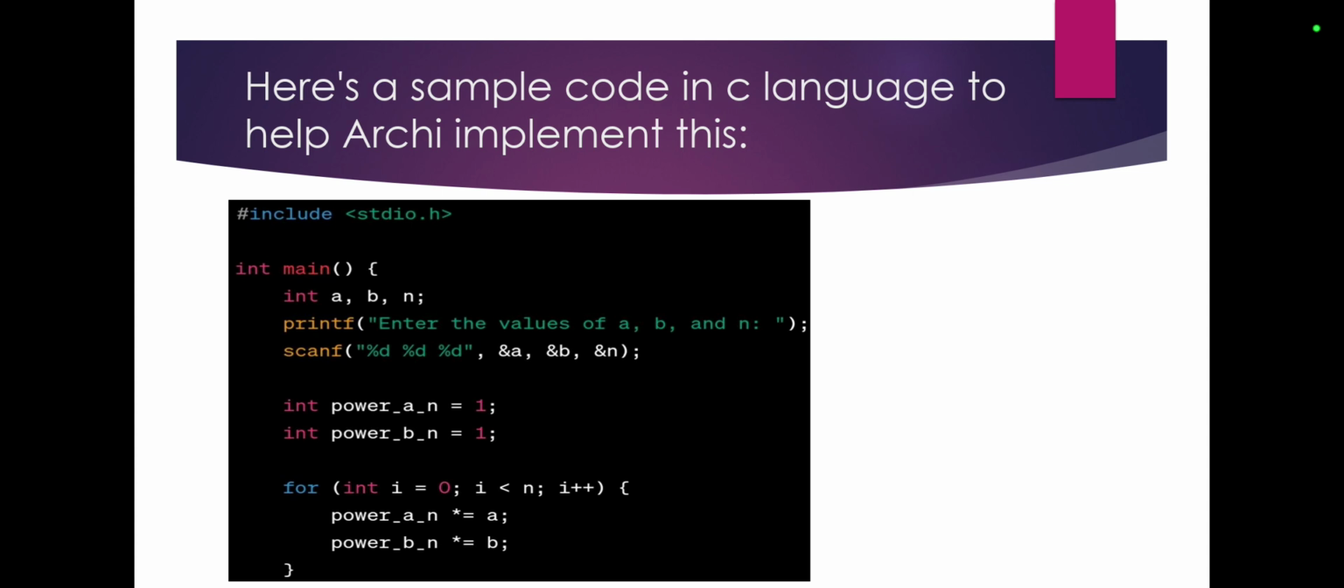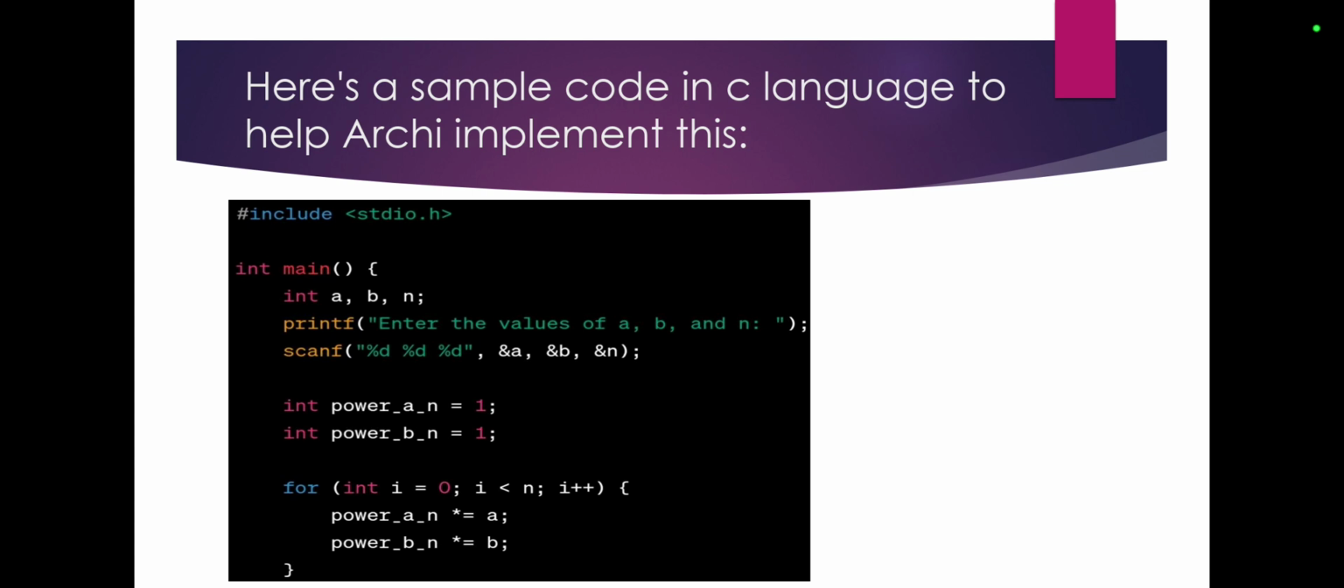First we have to write #include <stdio.h>, which is the header file for writing the code. Then int main(), open curly braces. Int main in the sense it holds integers in it. So here the integers are a, b, and n. Printf, which is used to give the output: enter the value of a, b, and n.